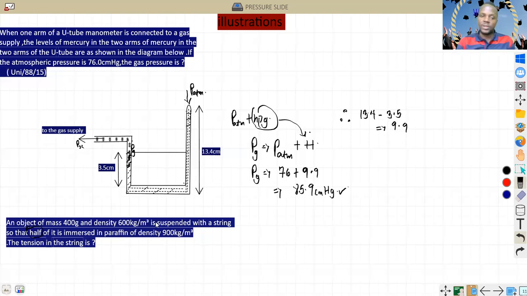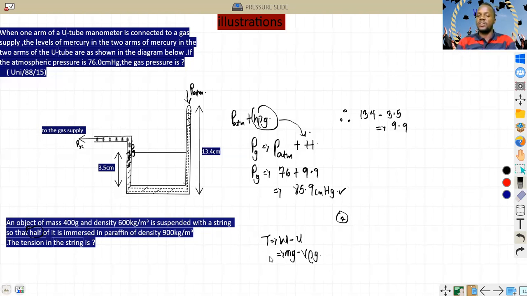Paraffin is what? Liquid. The solid is what? You can see, so that when you want to use the direct formula, you know how to use it. So of density 900 kilogram per meter cube. The tension, what is tension? Apparent weight. We have studied that tension is equal to, remember, the weight minus the upthrust. Tension, which we call apparent weight. Weight is mg, remember that, and upthrust we say is V rho g.